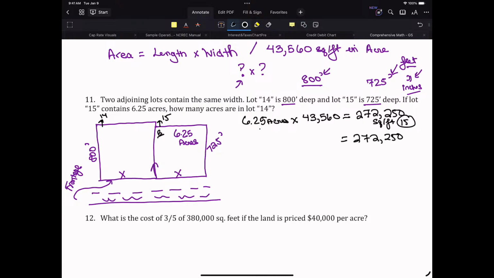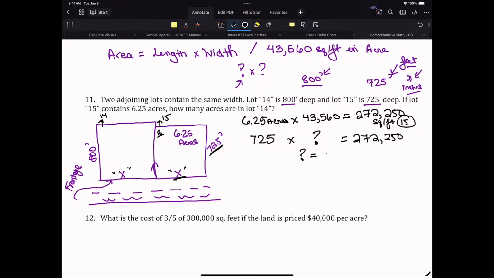And I know that's area, so 272,250 comes from length times width. Well, we know the length, which is how deep, is 725. And we know our width is unknown. Our widths are the same here. We don't know the width for B, or for 15, but we do know the length or the depth, which is 725. So 725 times whatever this X is would give us the 272,250, right? So how do I solve for that?